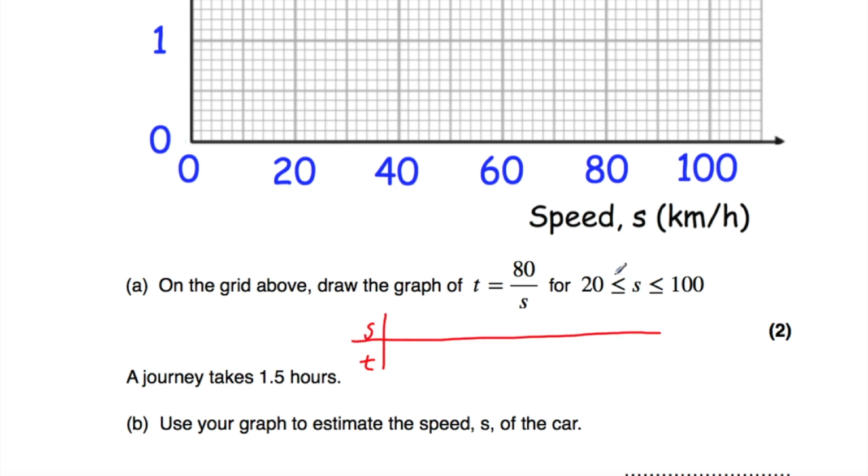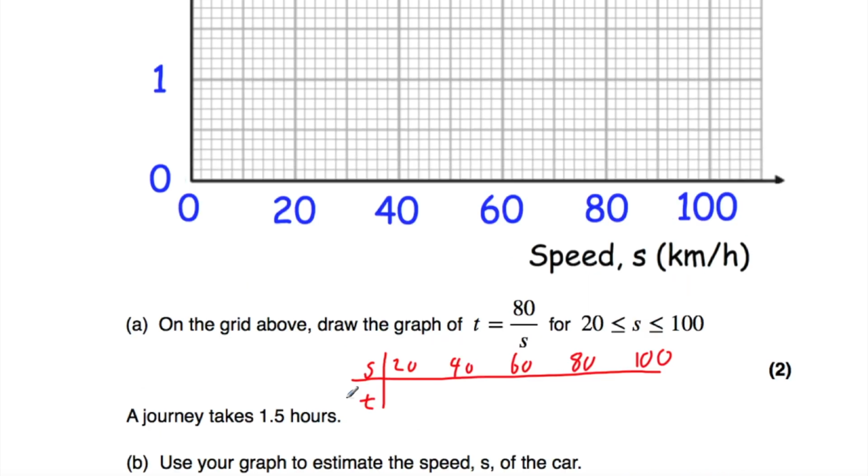And our values of s, we need to go from 20 to 100. Now, if we look at the axes, we want to go from 20 to 100. So I'm going to go 20, 40, 60, 80, 100. So there's 5 points, and let's work out what these would be. Okay, so we've got our values for s. Let's work out the values for t. So t is equal to 80 divided by s.